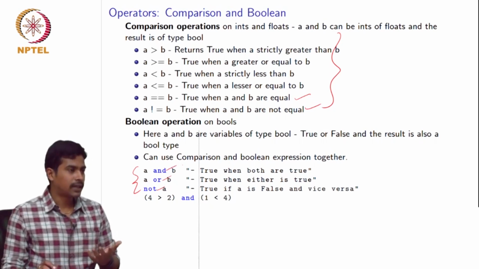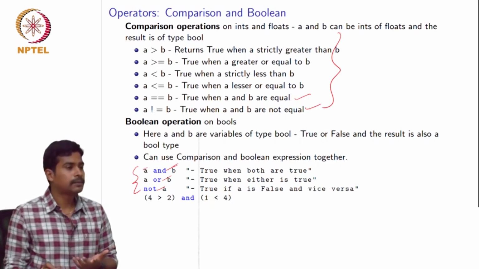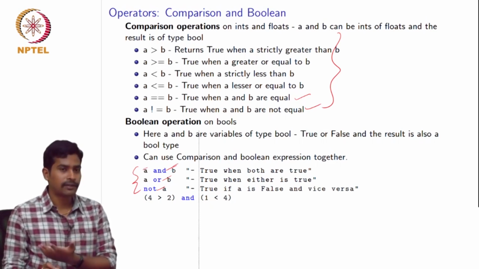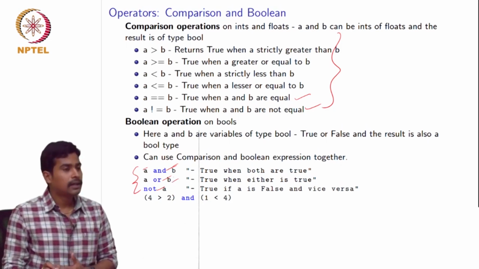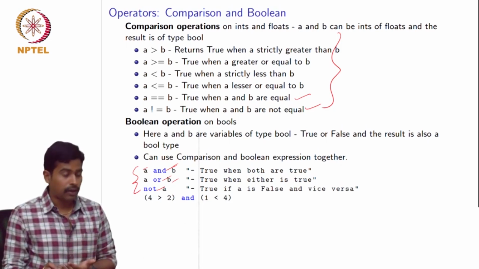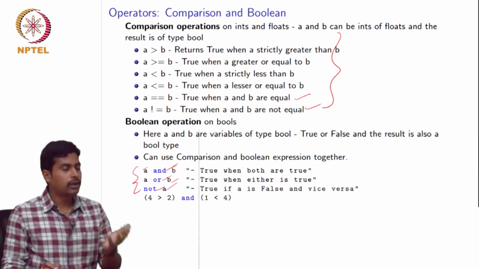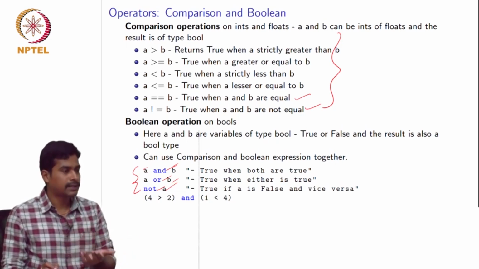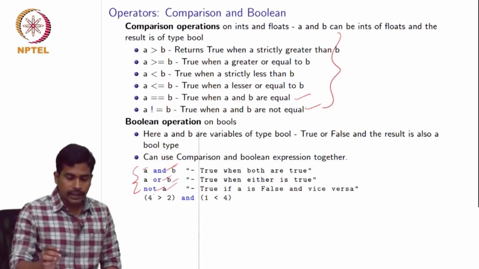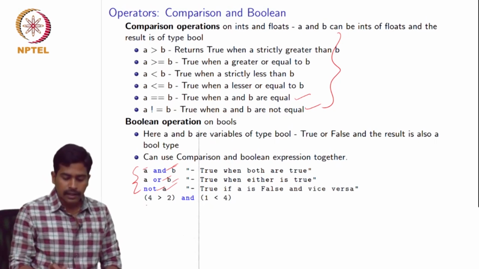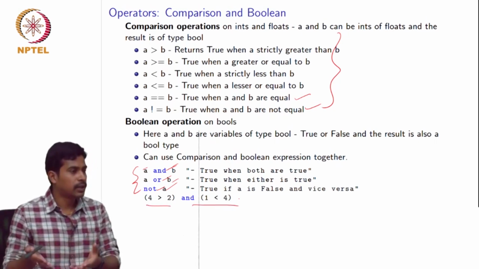So we all know what is an AND. If both A and B are true, then only the result of the operation will be true. In other cases, it is going to be false. Similarly, for A or B, it is only false when both are false, and in all the other 3 cases, it is going to be true. Not A is going to flip. I mean, if it is true, it is going to make it false, and if it is false, it makes it true.